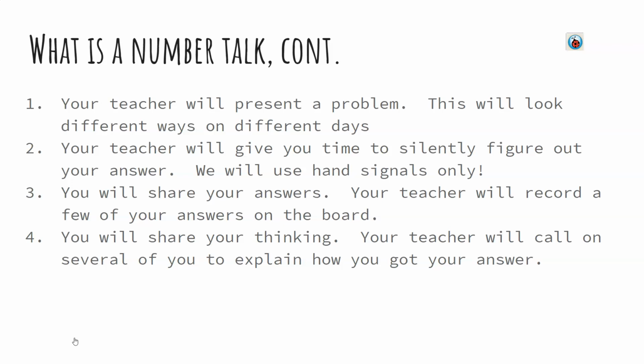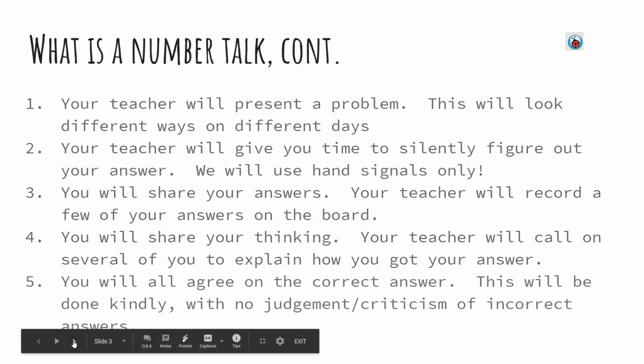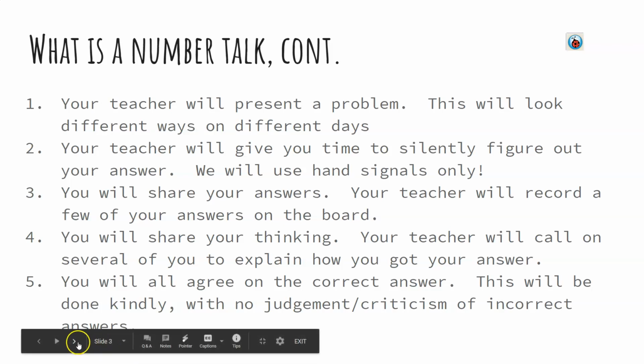And your teacher will ask several of you to share your answers and your thinking so you can see several different strategies. Okay, finally, you will try to agree on the correct answer. You might have all gotten the correct answer. Nobody might have gotten the correct answer. You might have several different answers. So as a class, you will figure out which answer you think is right. Now, it's very important that this is done kindly with no judgment or criticism of incorrect answers, because we all get answers wrong sometimes, and it's important that we can do that without being judged or made to feel badly, so that we can fix our mistake, figure out what we did wrong, and fix it.